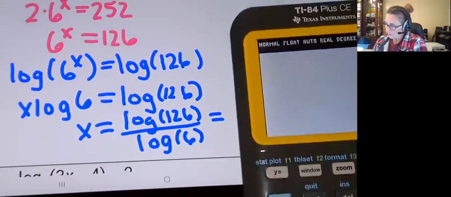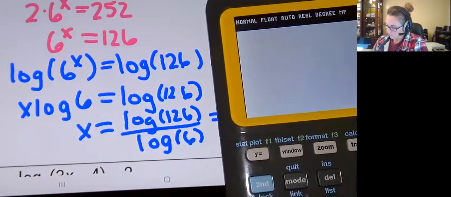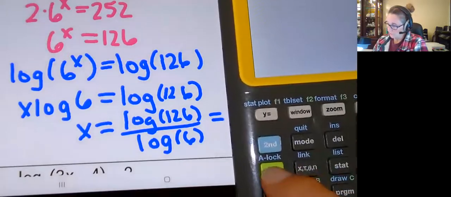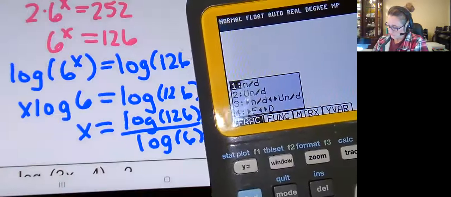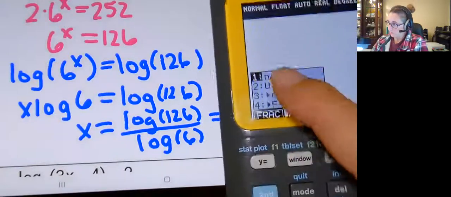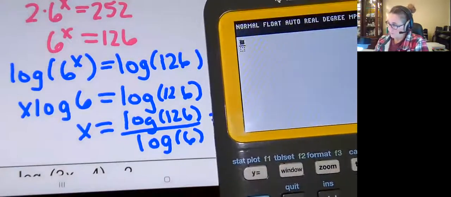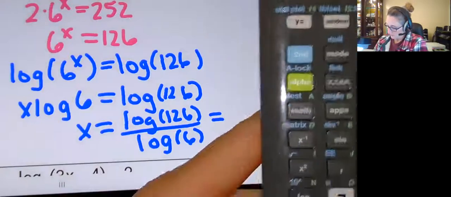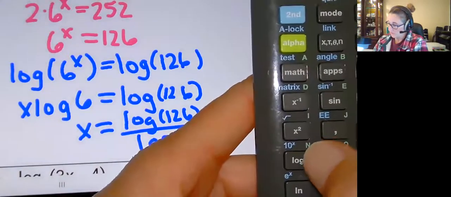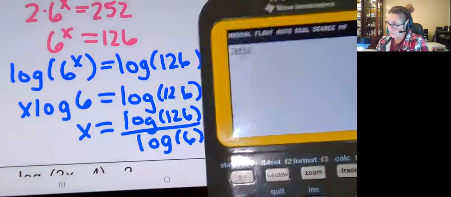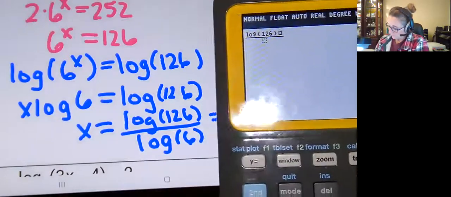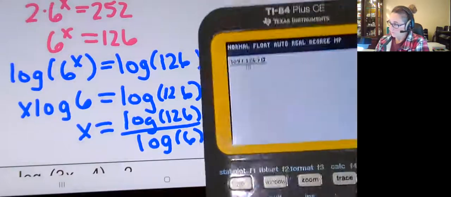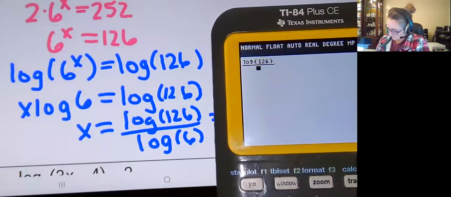So sometimes just to avoid problems with order of operation, I actually will enter it in as a fraction, alpha y equal. And again, it was alpha y equal, and I get fraction. And I'm going to put log. Okay, this log button is log base 10. That's what we're dealing with. When there's no base, it's a base 10. 126 over log of 6.